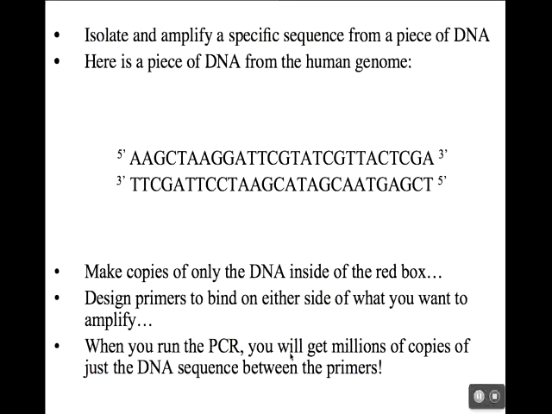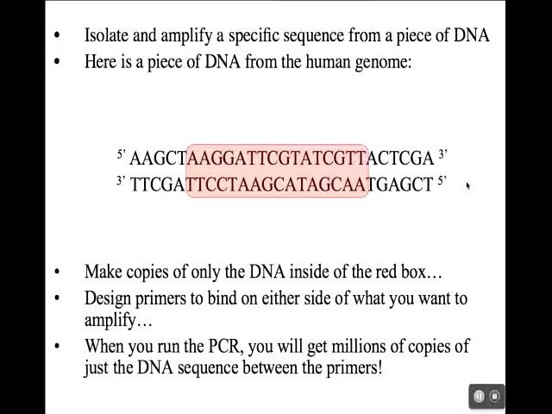All right, let's say that you need to isolate and amplify only one sequence from a piece of DNA. So we'll do a little example. Here's a piece of DNA. Let's say this is from the human genome, part of one chromosome, right? Notice it's complementary base paired. Better be, I did it kind of quickly, but it should be. It's also anti-parallel, right? You can see it's anti-parallel. All right, and you want to make copies of only the DNA that's inside of that red box. In other words, you want to isolate and amplify just what's in that box, nothing else. Okay. So you want to make copies of just the DNA inside of the box.